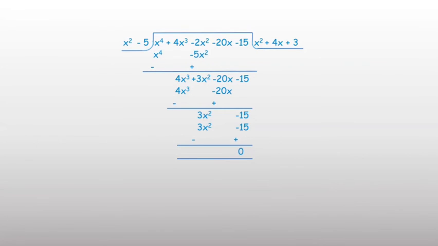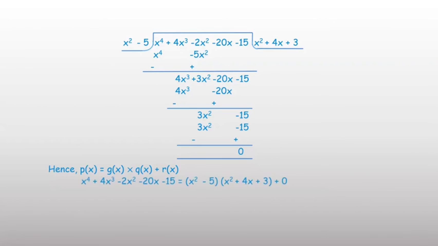Now apply the division algorithm. Dividend equals divisor times quotient plus remainder, or p(x) equals g(x) times q(x) plus r(x). Put the values. P(x), that is x power 4 plus 4x cube minus 2x square minus 20x minus 15, equals g(x), x square minus 5, times q(x), x square plus 4x plus 3, plus remainder, that is 0 here in this question. X square minus 5 is already given, two factors means x minus root 5 times x plus root 5.